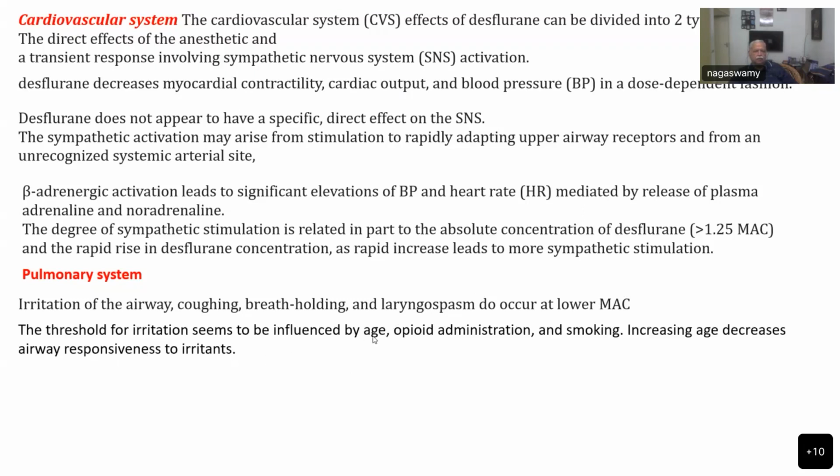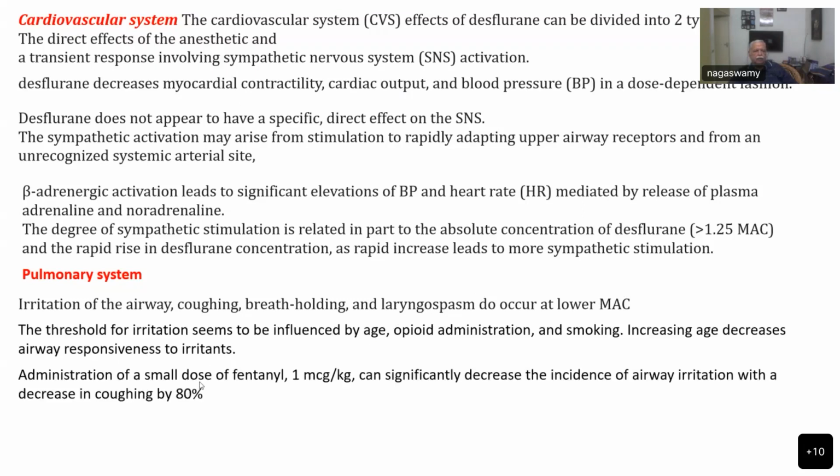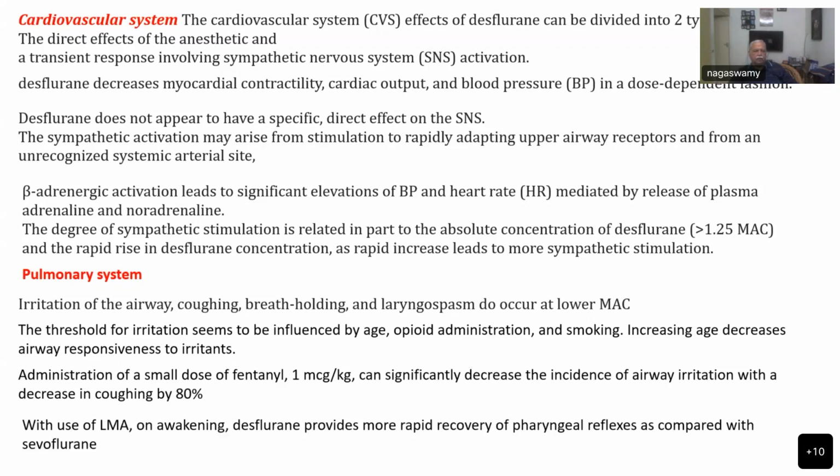So if the patient is a smoker, more so he will have this coughing and breath holding and all these things. Whereas administration of small doses of fentanyl can decrease this airway irritation and make the patient tolerate this better. So if at all you have only Desflurane available and you want to do an inhalation induction, administer a small dose of fentanyl and then you hold the mask, then it is well tolerated. With the use of LMA on awakening, Desflurane provides rapid recovery of pharyngeal reflexes compared to sevoflurane. So for LMA use also, this is very good.